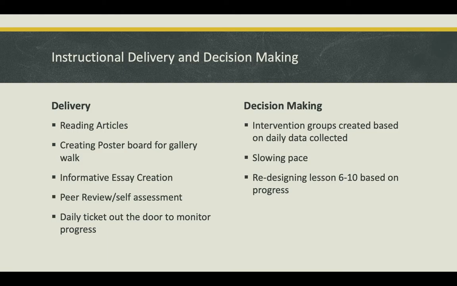Intervention groups were created based on daily data that I collected. So those ticket out the doors were used, and each assignment was used to help determine if that child or student was on pace with the rest of everyone.